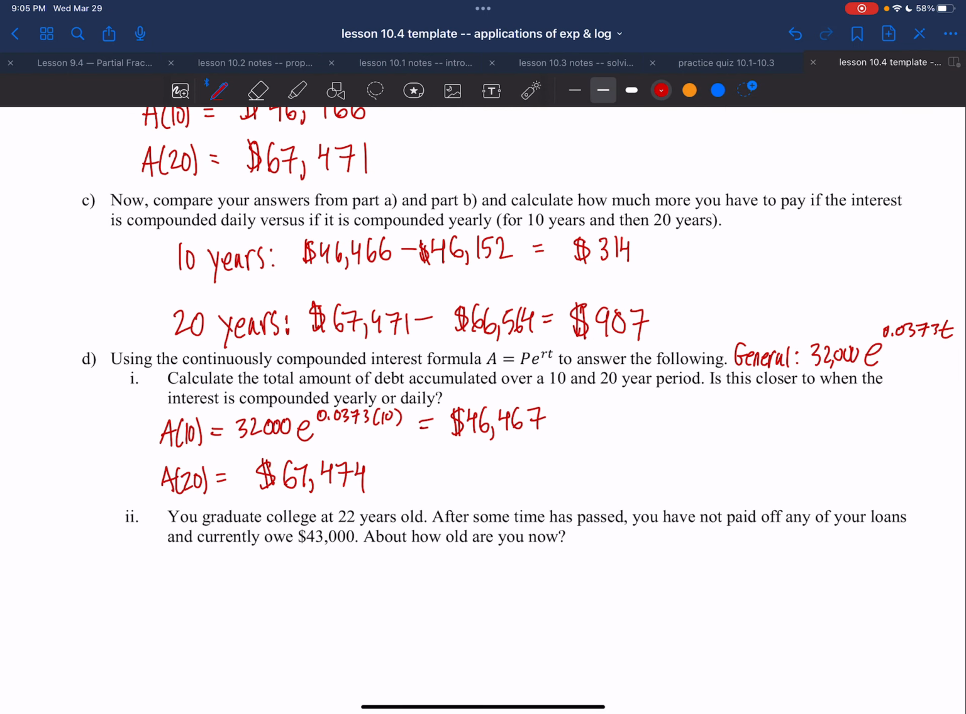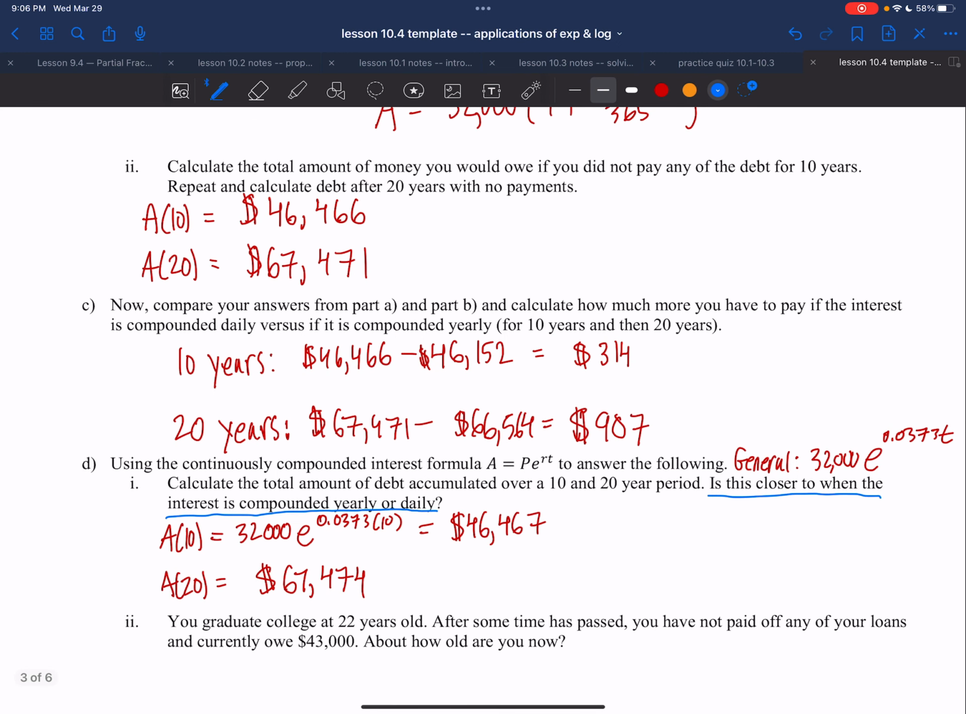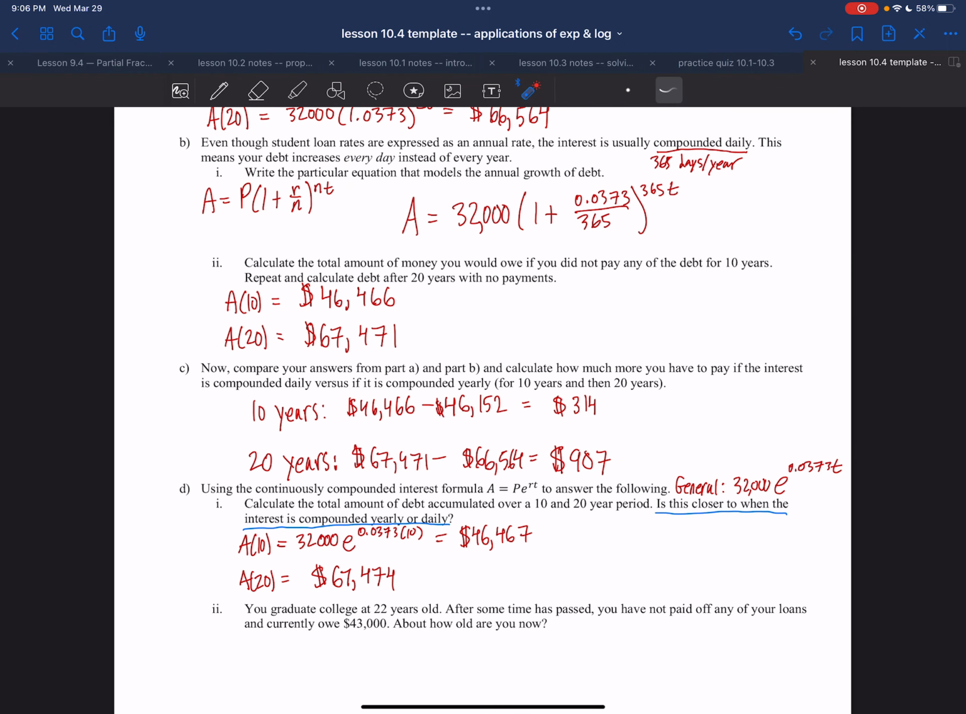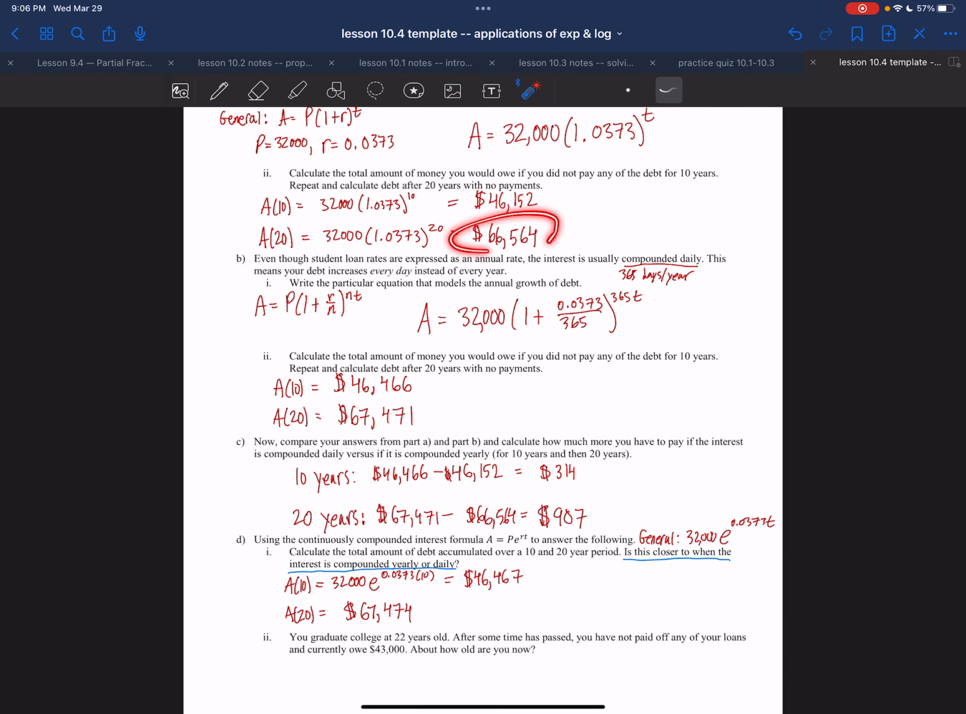And now you ask yourself, is this closer? I'm going to highlight this blue. Is this closer to when the interest is compounded yearly or daily? Now, look, the difference isn't super significant. It's sizable, but not super significant, right? But if you compare it, let's take, for instance, A of 20. For 20 years, continuously is 67,000 versus this 67,000. Oh, my gosh. That only differs by $3, right? That's a very minimal difference, whereas it's roughly still $900 between this one and this one.